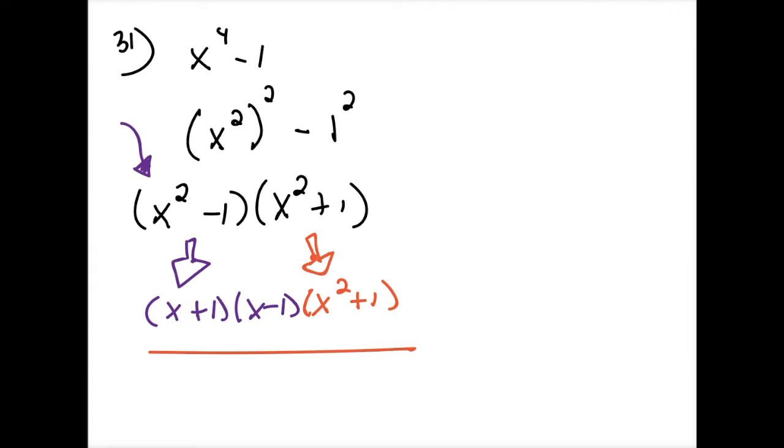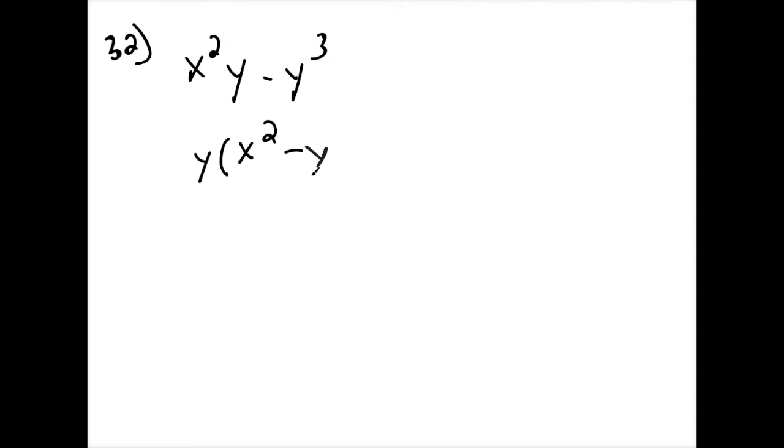All right, next. 32. I got x squared times y minus y cubed. So this looks like a what-can-I-factor-out type of problem. I can pull out a y, then end up with x squared minus y squared. Oh yeah. Now I know why it's in this section. So you put it back together again.